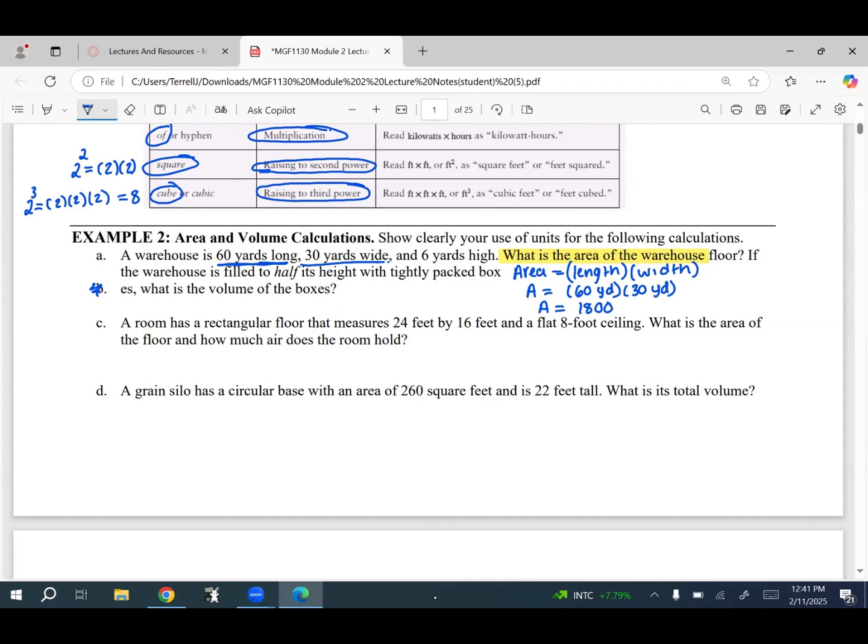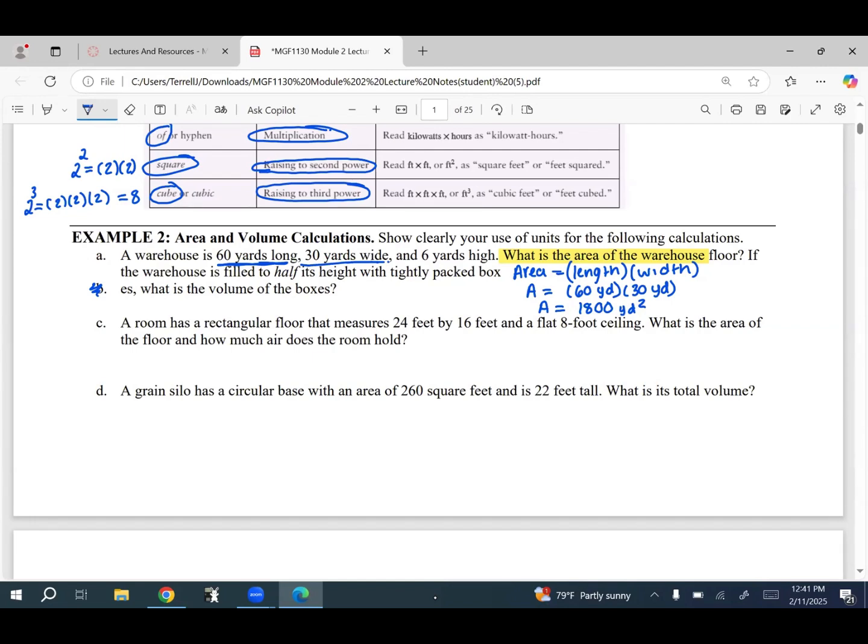Now, notice what I'm doing to the units now. Say yards squared or square yards. That doesn't mean the 1800 is squared. It just means the units, the yards, is raised to the second power. Because that's what it means when you multiply the same thing by itself, yard times yard, that's yard squared. You'll notice that when we find area, always the units will be squared because of this reason.